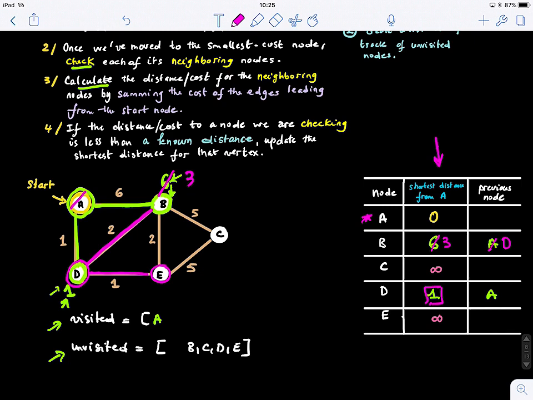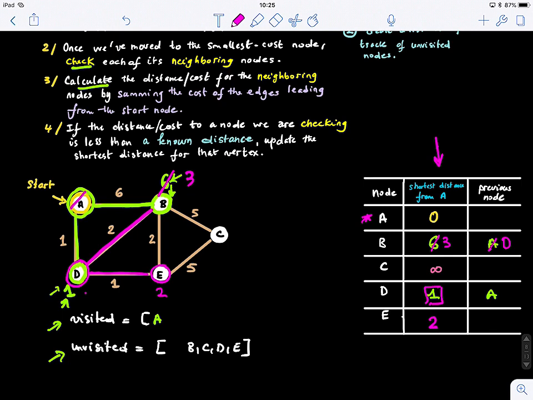Now, the next one, I need to look at E. So E has infinity here. So what is the value here? It's 1 plus 1. So I have a 2. So I can replace it with 2. So I put 2 here, and it's coming from node D.